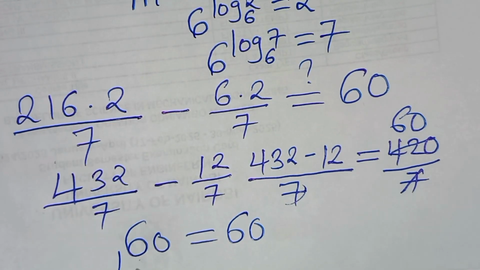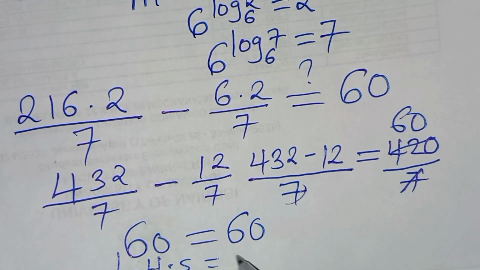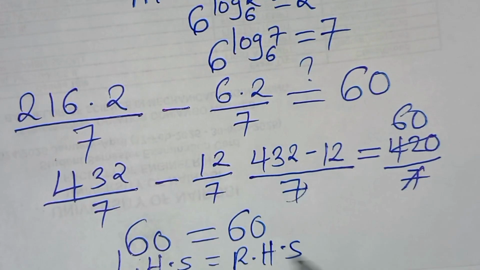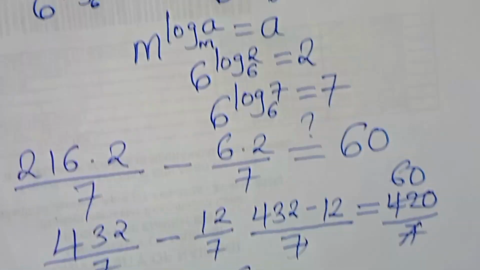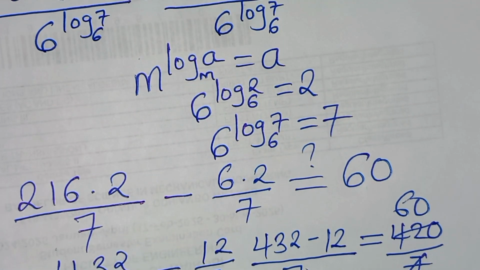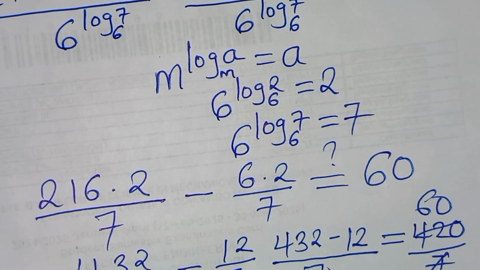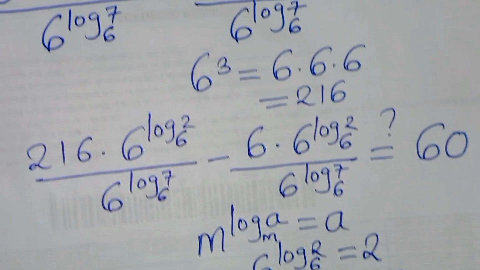So that means that the left hand side is equal to the right hand side. And this implies that the value of x satisfies the equation.